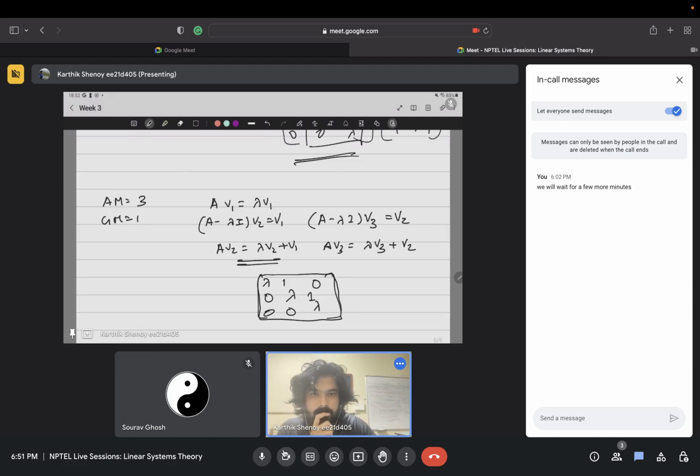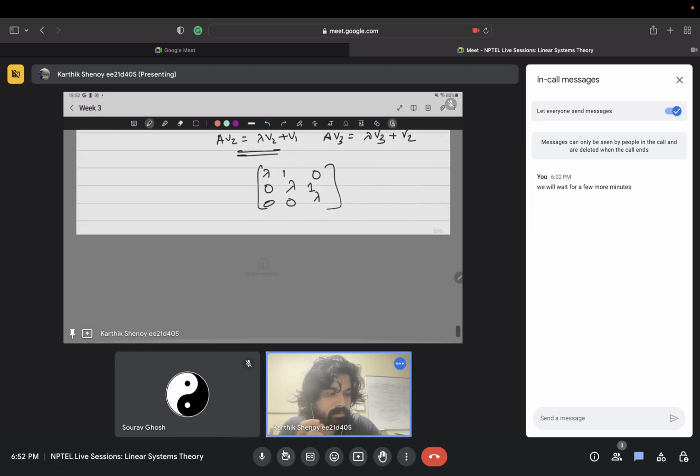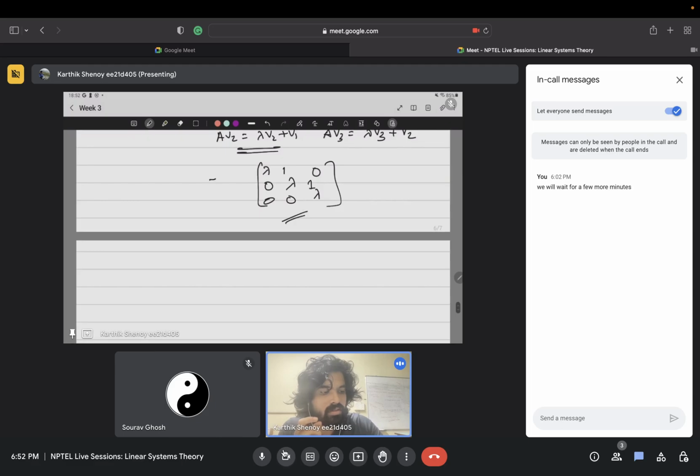So yeah, I hope it's clear now, at least a bit. So this is my Jordan block. I'll write it as J. It's not diagonal because the matrix is defective in some sense. The eigenspace doesn't span the entire R3, which means it's defective. So that is done.